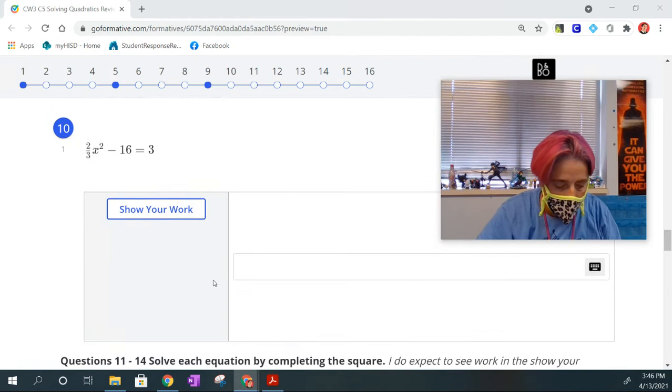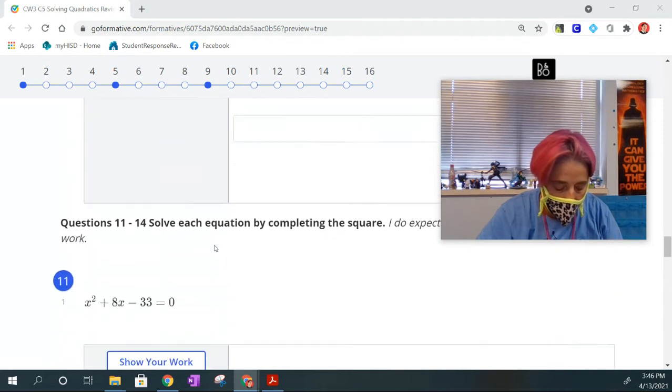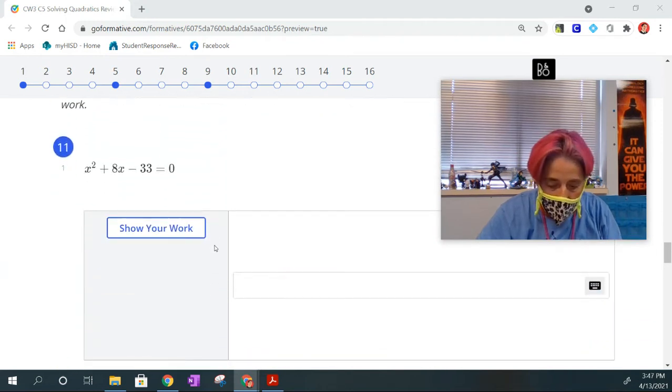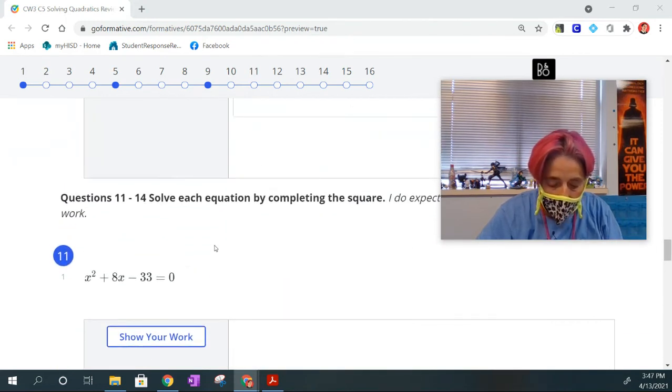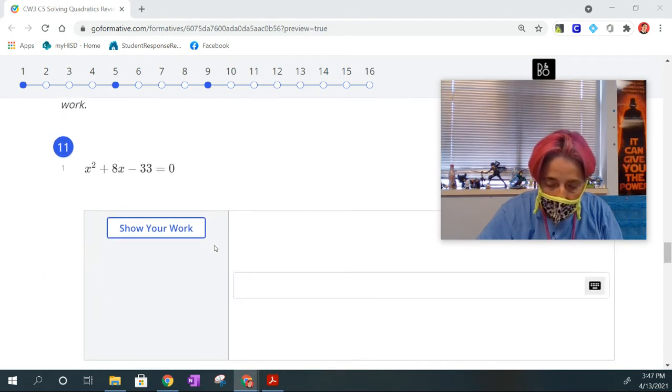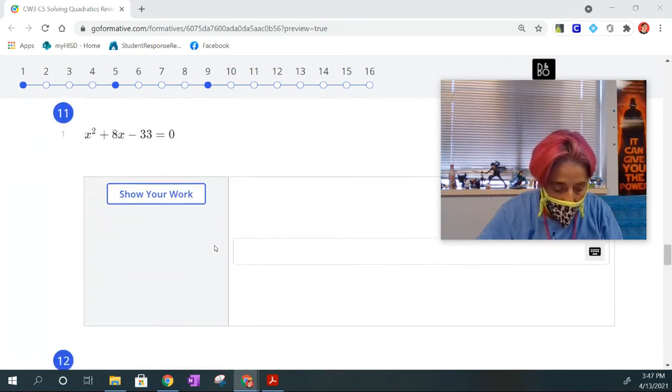I'm not going to do number 10. Just move the 16 first, then deal with the 2/3 and the x squared, just like we did before. Okay, 11 through 14. We're going to solve by completing the square. I do expect you to show your work.